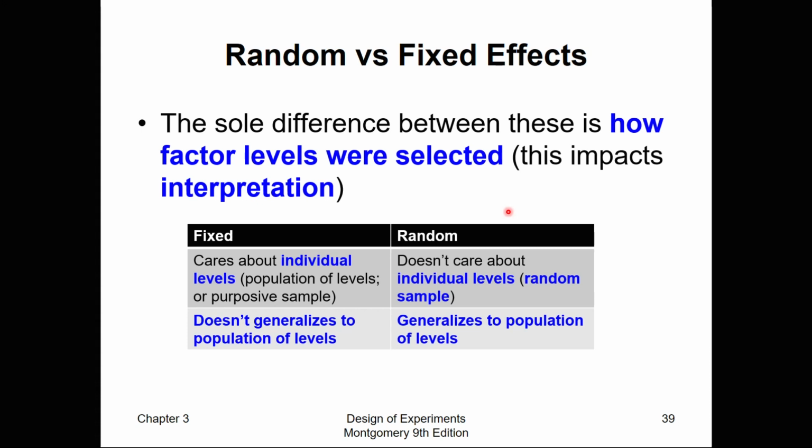I don't have to care about Mountain Dew. I don't care about Dr. Pepper. I'm only asking about Pepsi and Coke. So I'm using all of the population of levels that are being considered. Or I could take Pepsi and Coke as a purposive sample.